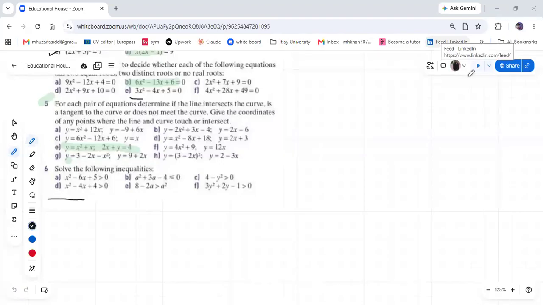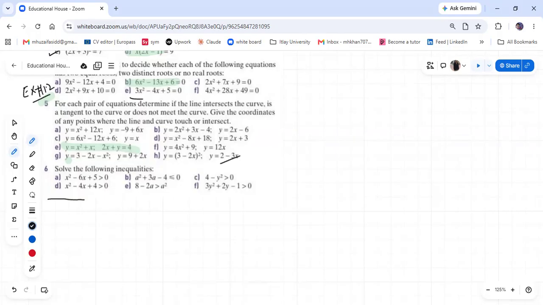So, look at it here. Solve the following inequalities. Yesterday we did this up to this point, and today we are discussing the last question of exercise 1.2. Basically, this is our exercise 1.2, and this is our last "solve the following inequalities".